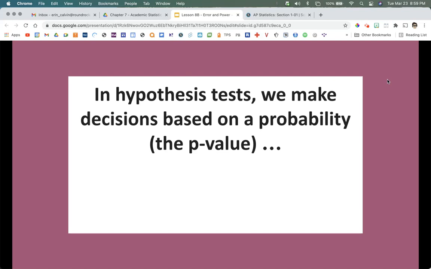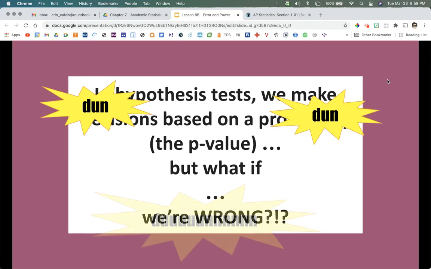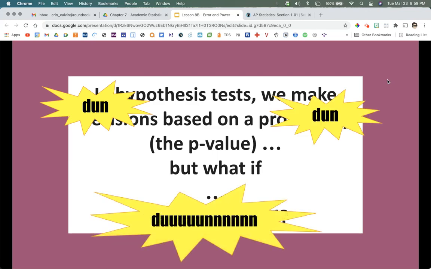All right, so let's recap what we talked about before in lesson 8A. In a hypothesis test, we make our decisions and write our conclusions based on a probability. If an occurrence is really, really unlikely to happen, we say that we doubt our null hypothesis. If that probability is not below our significance level, then we don't doubt our null hypothesis. But all of that is based on a probability, which means that sometimes we can be wrong. So what happens if we're wrong is the discussion of today.